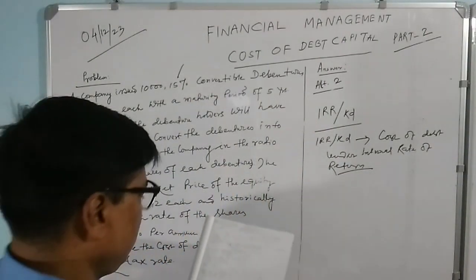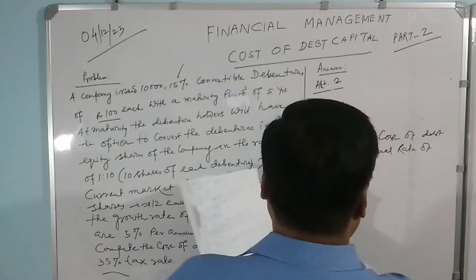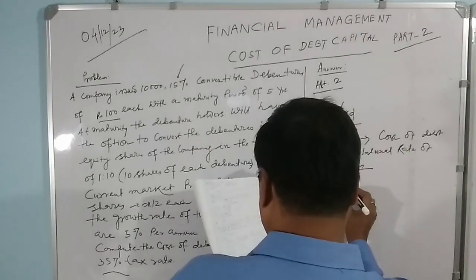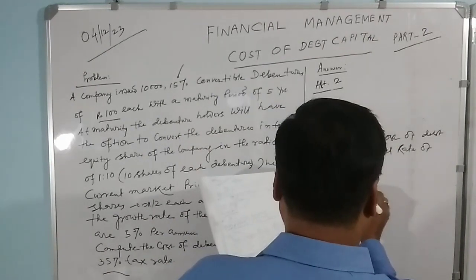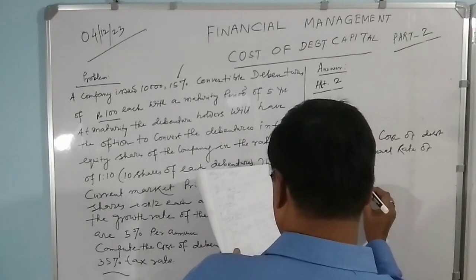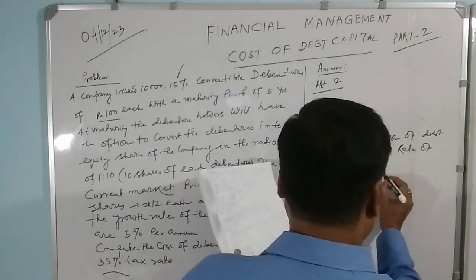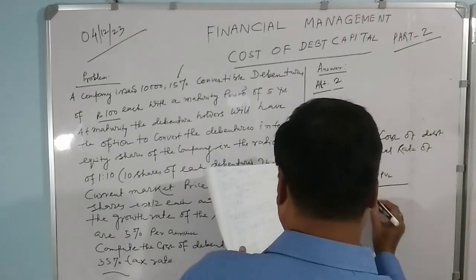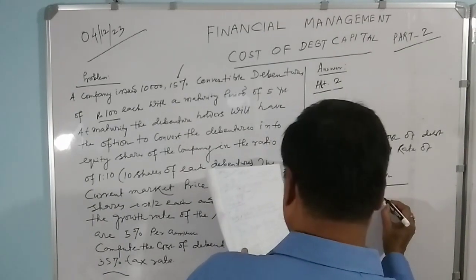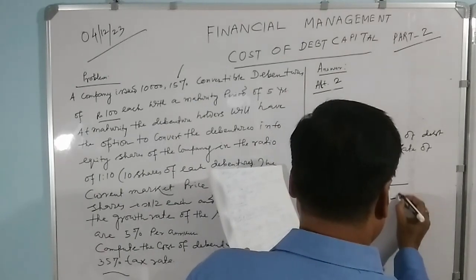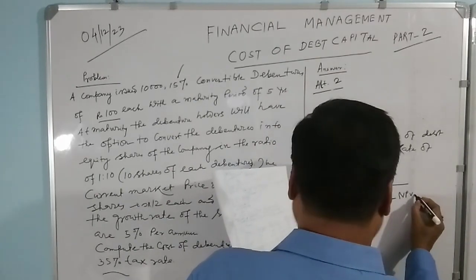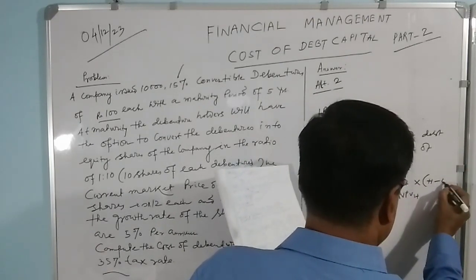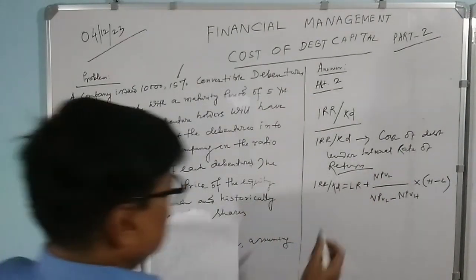Then here is the formula we have to see. IRR KD equal to LR, meaning lower rate, plus NPVL by NPVL minus NPVH, into H minus L. What do those abbreviations tell?